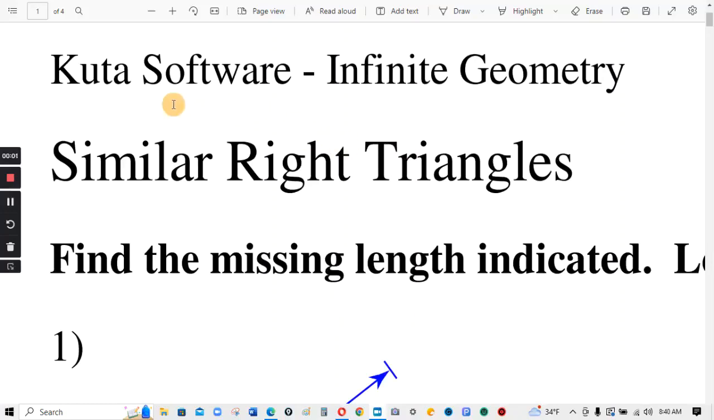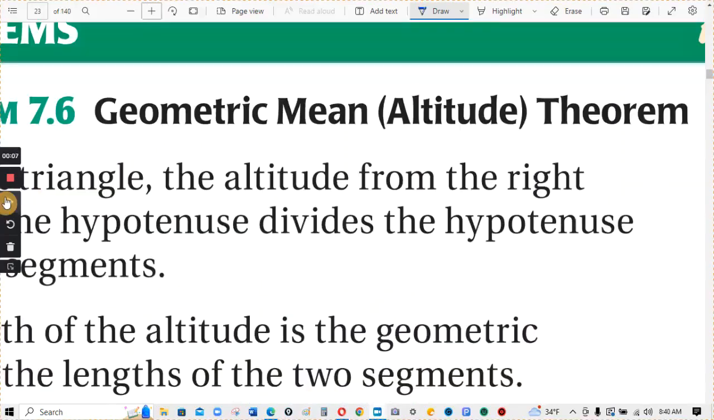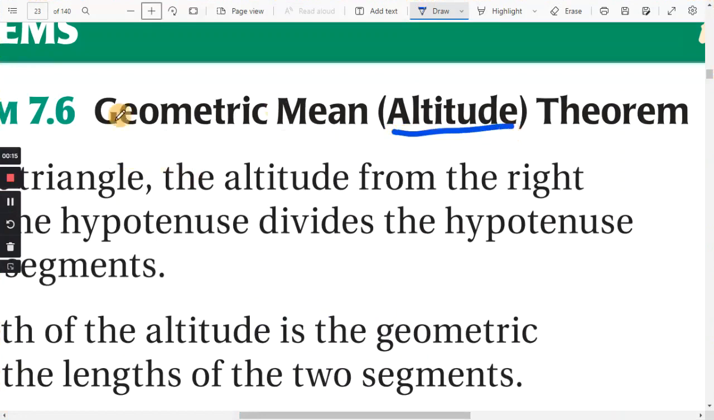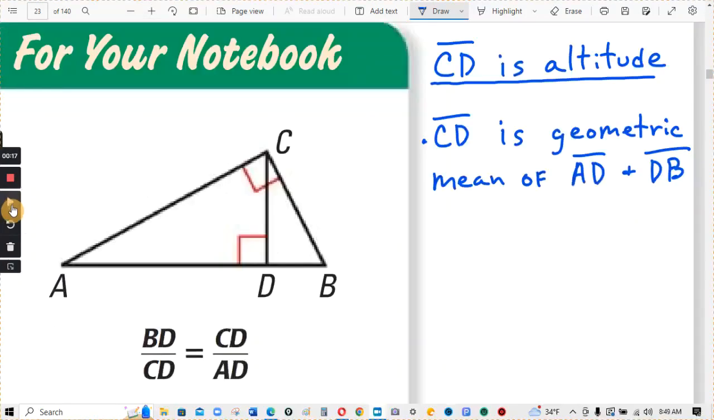This will be for the Kuta software worksheet, similar right triangles. So for these problems, one of the theorems we're going to be using is the geometric mean or altitude theorem. Okay, let's take a look.